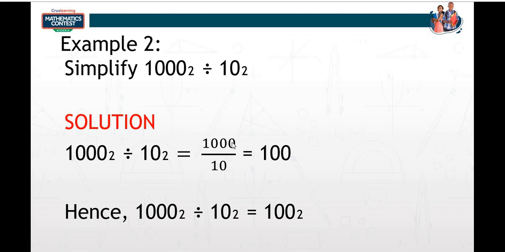So this cancels this, and we are left with 100. Okay. So when you have such division, just don't waste your time. Just put it this way and then cancel the zeros, and you have your answer. Okay. All right.